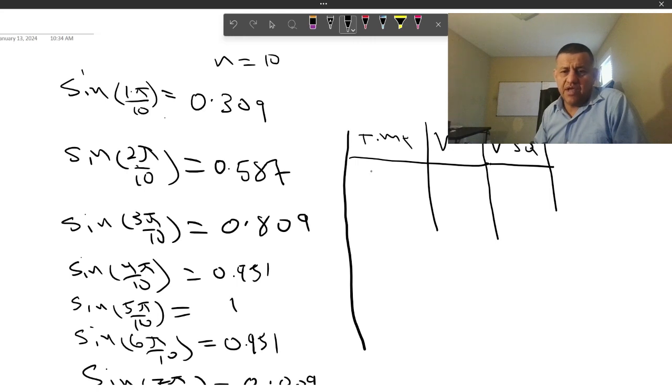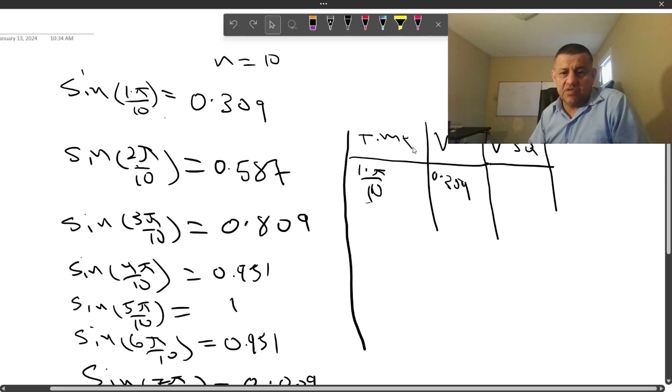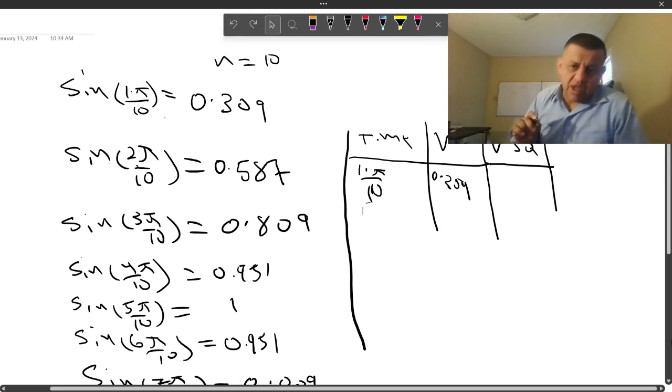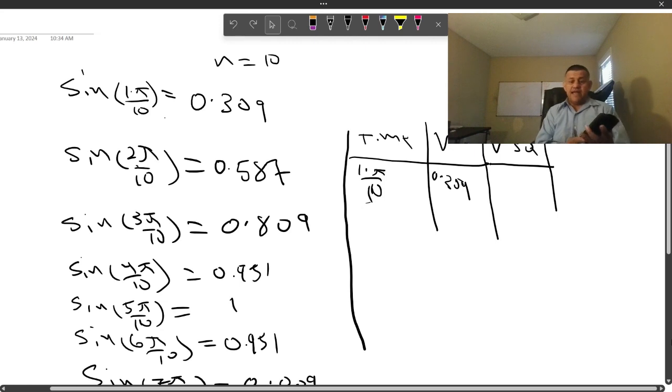Right. So right here at this moment we say that was 1 times pi over 10, and for that the value was 0.309, and then it's going to be crazy with this software, right? So now we square that value, right? So we take the square of that, and unfortunately this doesn't look like a 0.